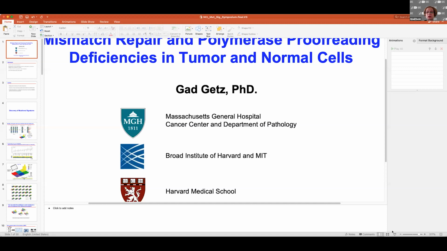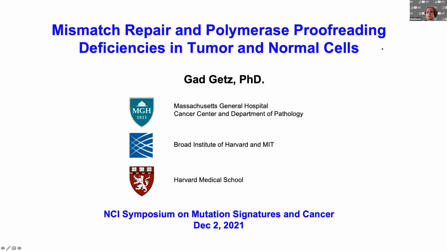Okay, I think we need to move on. Thanks again, Thierry, for your presentation. We're now moving to our last presentation in this session, Dr. Gad Getz from the Broad Institute, and the title of his presentation is Mismatch Repair and Polymerase Proofreading Deficiencies in Tumor and Normal Cells. Dr. Getz. Sorry, thank you. Can you see my slides? Yes, very good. Great, thank you.